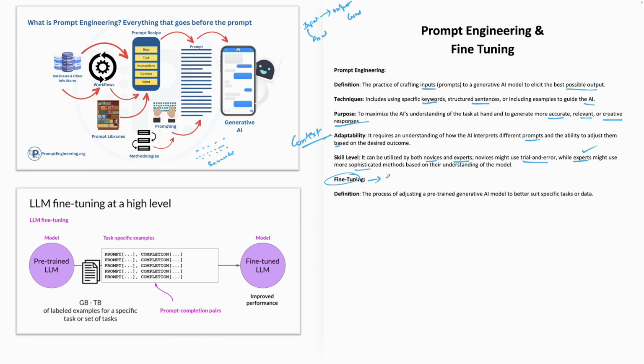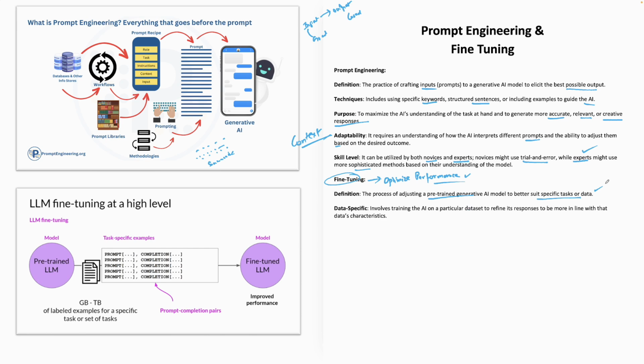Fine tuning is nothing but optimizing the performance. That's as simple as that. And that's all the concept of fine tuning is, right? It is the process of adjusting a pre-trained Gen AI model to better suit specific tasks or data. So you're fine tuning it, you're refining it, you're optimizing the performance of your Gen AI model. This is called fine tuning.